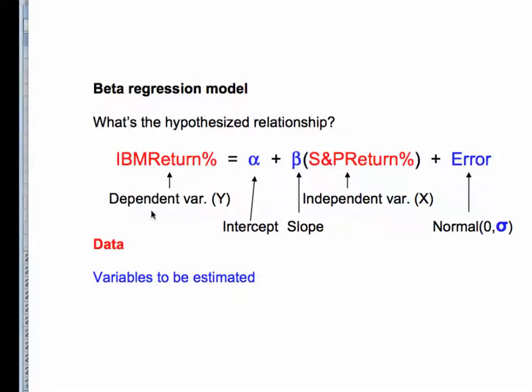The stock's rate of return we refer to as the dependent variable. It's the thing we're trying to explain. And the S&P rate of return we refer to as the independent variable. The items in blue are what we're going to estimate. That includes the intercept term, which is in this model known as alpha, the slope of the function, which in this case is known as beta, and the standard deviation of the error term, which is also known as the standard deviation of the estimate.